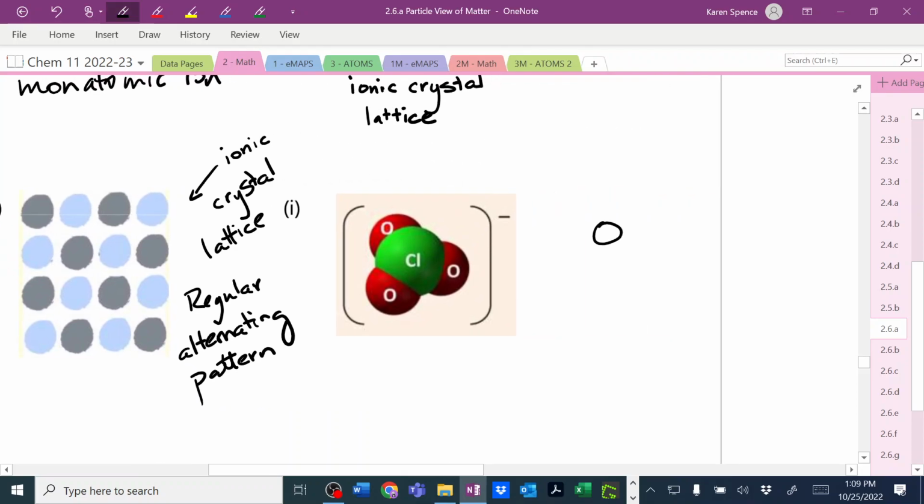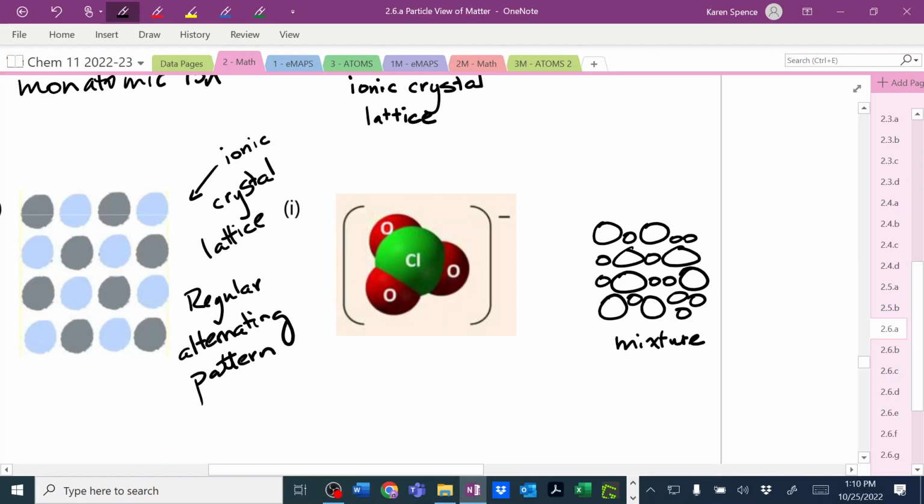What if I were to draw this? That's random, yes? So is that an ionic compound? No, what would this be? We could only describe it as a mixture. Yes, because it's random. It could be if we mix metals, metals form bonds in a different way, and they don't have to combine in set ratios.